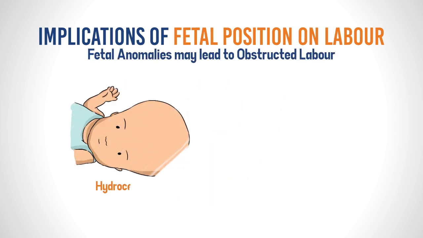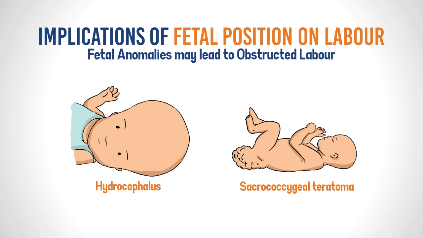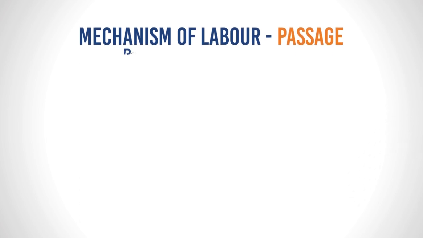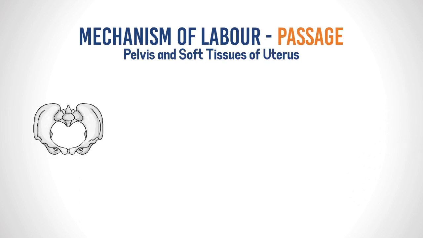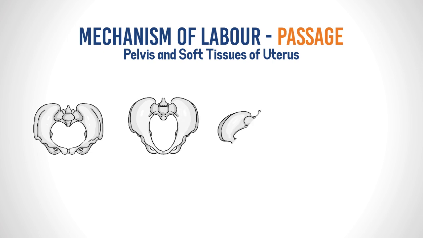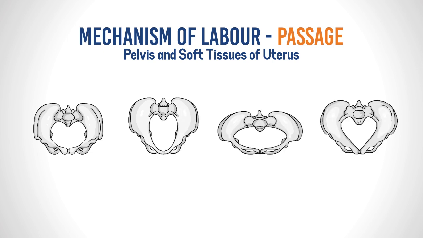Fetal anomalies such as hydrocephalus or a sacrococcygeal teratoma could lead to an obstructed labor. Passage comprises the bony pelvis and the soft tissues of the uterus, for example the cervix and pelvic floor muscles. The bony pelvis can be gynecoid, anthropoid, platypelloid, or android. The gynecoid pelvis is the most common pelvic shape and is best for vaginal delivery. The platypelloid and android pelves may lead to obstructed labor.